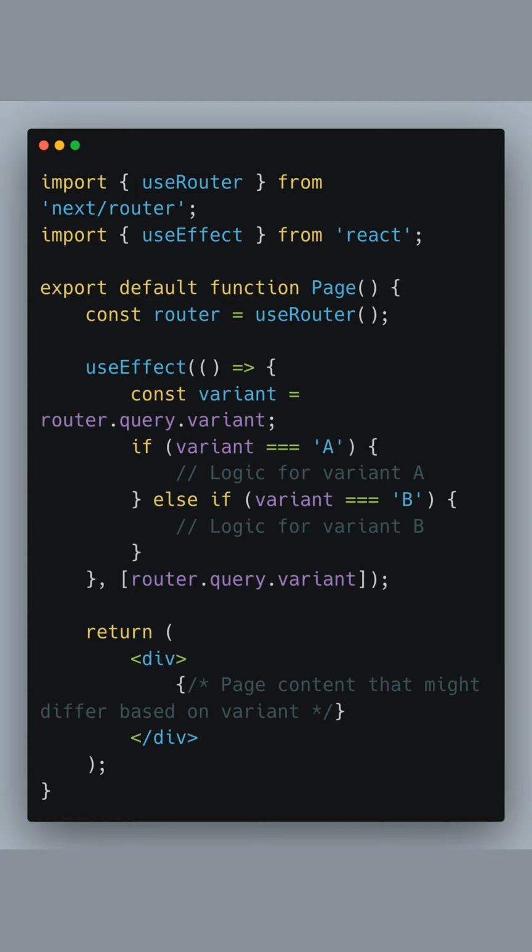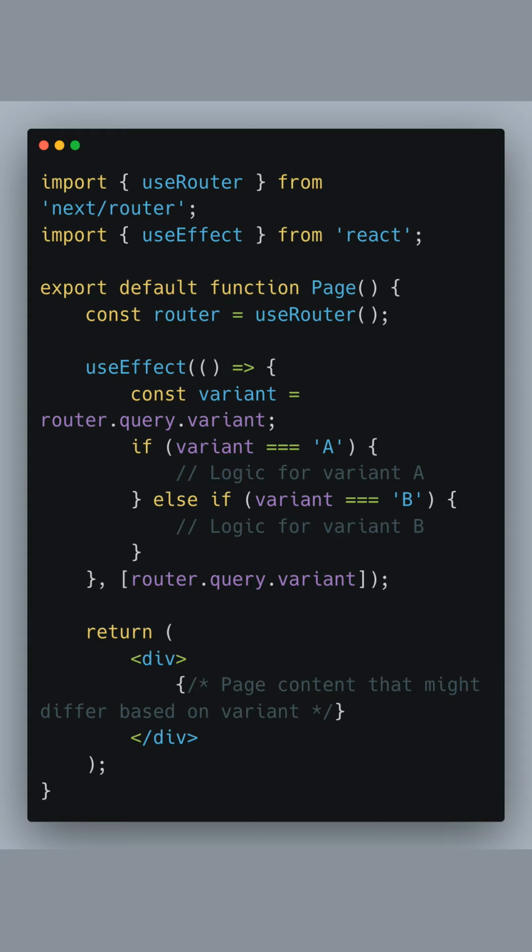We start by importing useRouter from NextJS and useEffect from React to manage side effects. useRouter allows us to access router properties, such as the current path or query parameters, which in our case, is the variant that was set by our middleware. Within the useEffect hook, we check if the variant is A or B and execute different logic accordingly. This enables us to render different components or content based on the variant the user was assigned to.